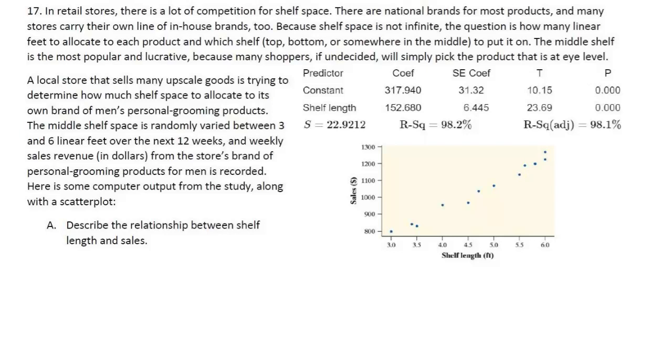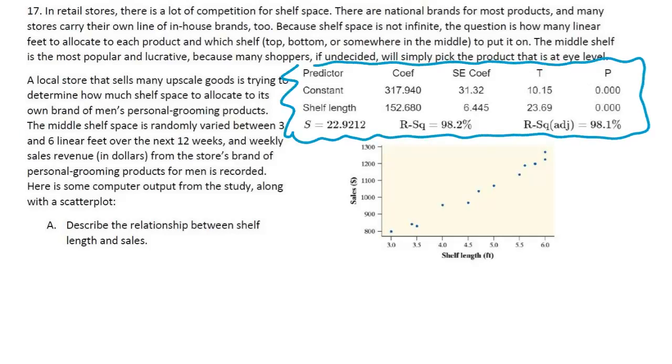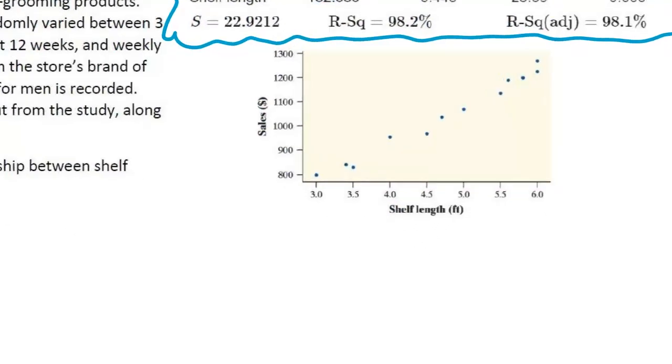The middle shelf space is randomly varied between 3 and 6 linear feet over the next 12 weeks. And weekly sales revenue in dollars from the store's brand of personal grooming products for men is recorded. Here is some computer output from the study along with a scatter plot. So I'm going to be getting a lot of information from up here. And I'm going to look at the graph too.